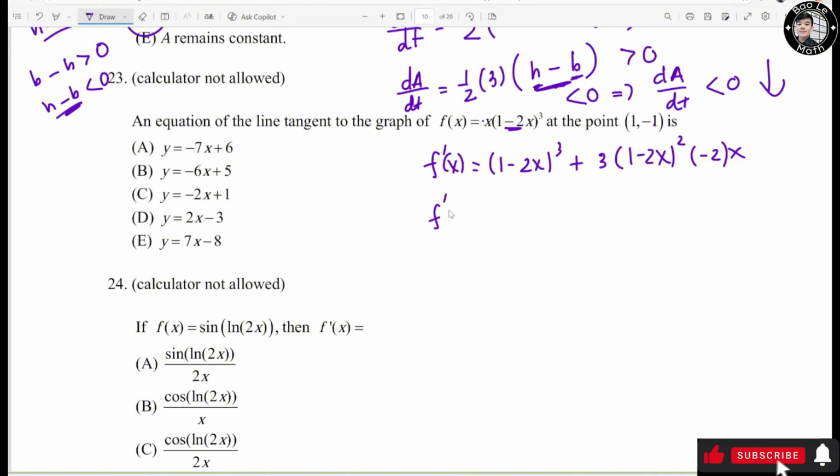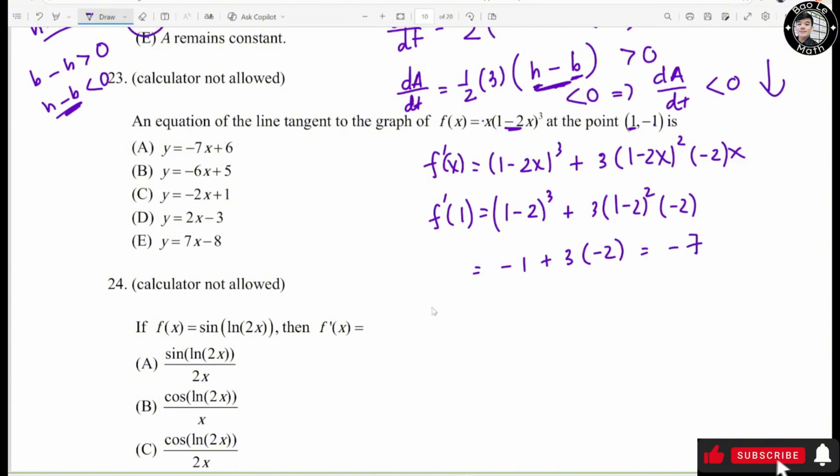We calculate f prime of 1. So it could be (1 minus 2) cubed plus 3 times (1 minus 2) squared times -2. So it could be -1, plus 3 times -2. So it could be -7.